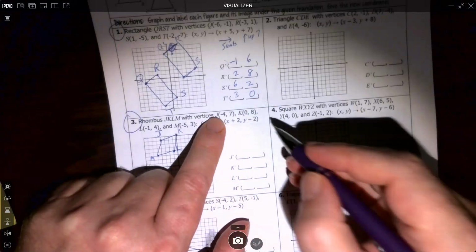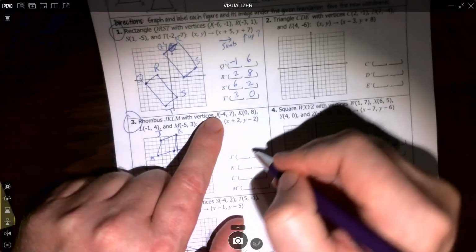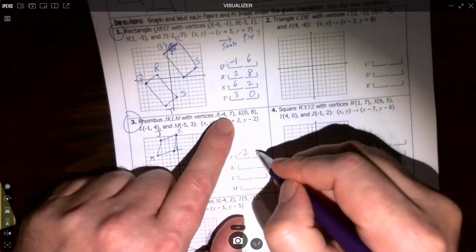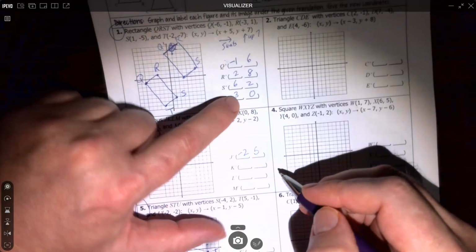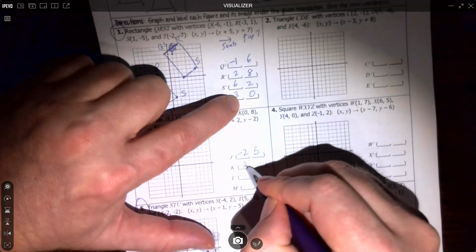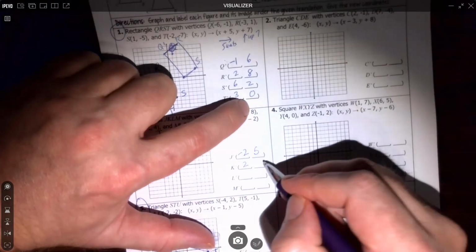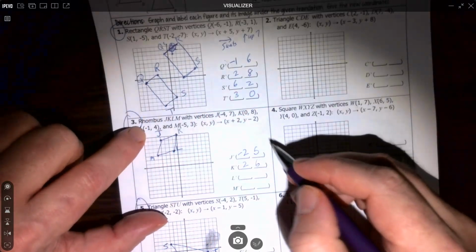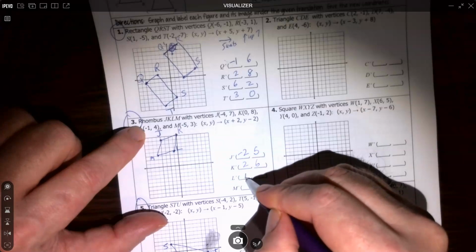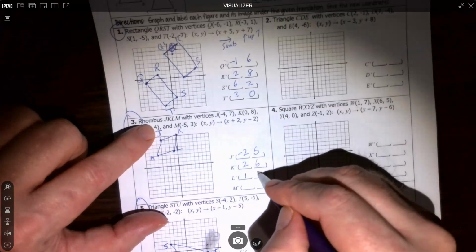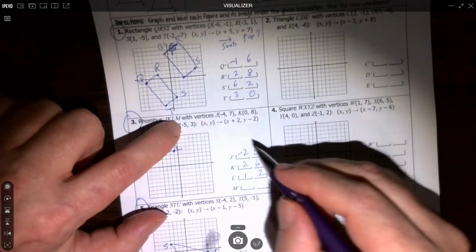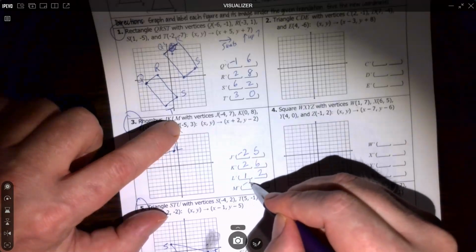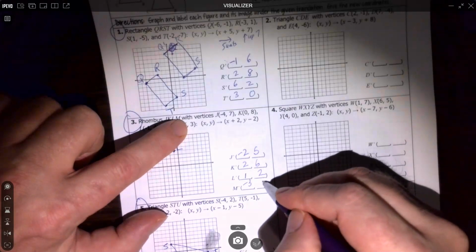So I'll add 2 to this. Adding 2 to negative 4 is negative 2. Subtracting 2 from 7 is 5. 0, I add 2 to that, that's 2. And I subtract 2, that's 6. Negative 1 plus 2 is 1. 4 minus 2 is 2. Negative 5 plus 2 is negative 3. And 3 minus 2 is 1.